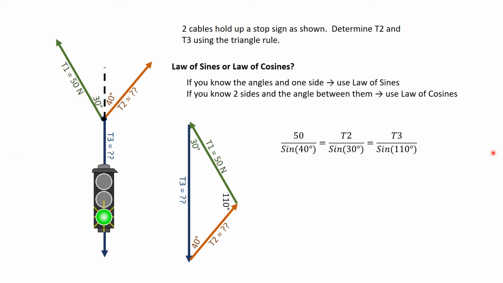Okay, here's the law of sines. If you know two sides and an angle, that would be the law of cosines. I'll give you an example with that one too. Okay, so it's just the ratio, right? So T1 goes with 40, T2 goes with 30, T3 goes with 110. It's just the angle that's on the opposite side to each of those vectors. So that's a quick way to add them together.